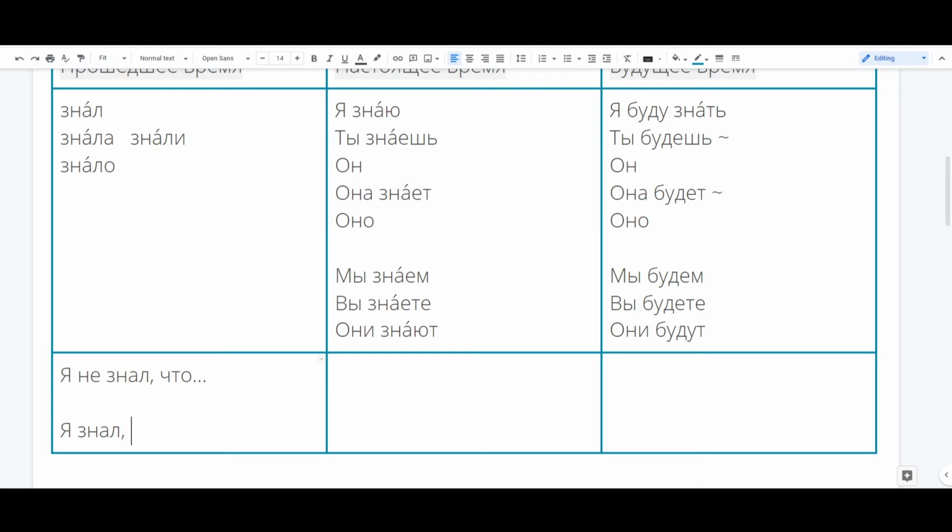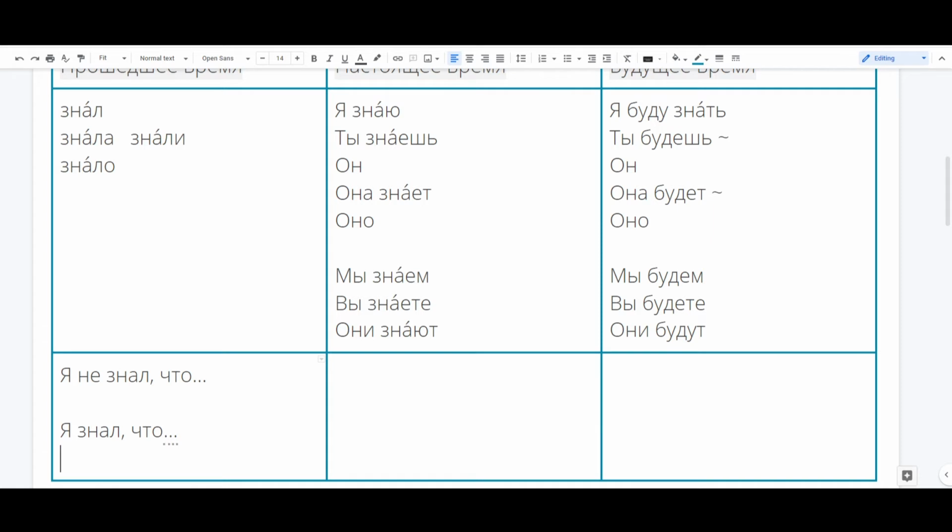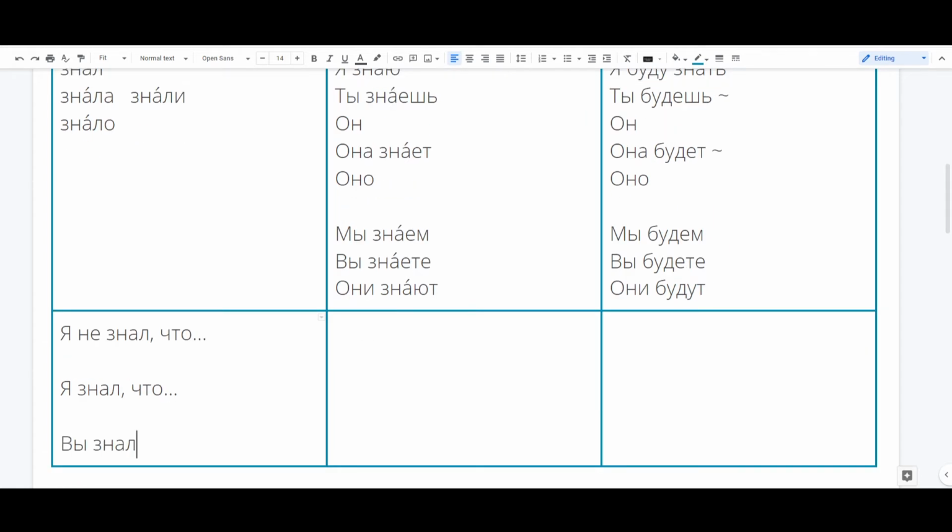Я знал, что. I knew that. Or I used to know that. So it means that you knew something for a period of time. Вы знали об этом? Did you know about this?